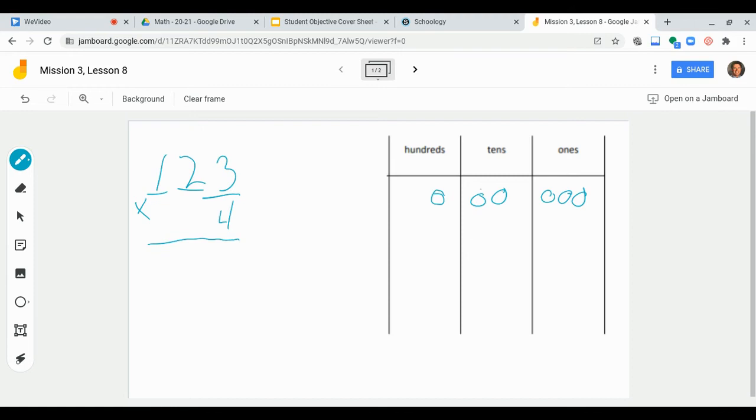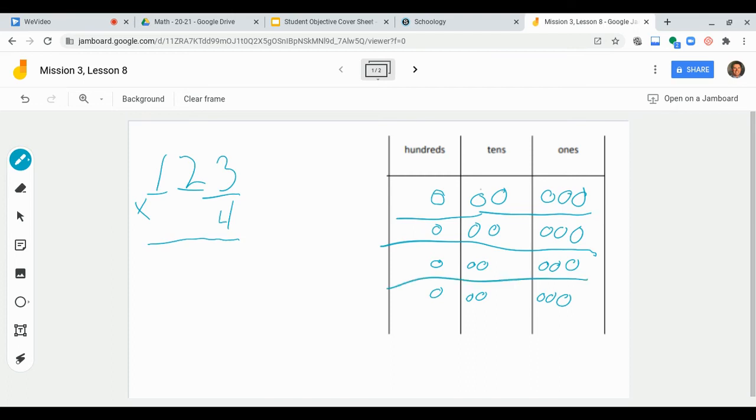So how many rows total do I need? Yeah, you're right. 4 rows. 4 rows total of that 123. So I'm just going to make 4 rows of it. That's 2 rows total. That's 3 rows total. That's 4 rows total. 1, 2, 3, 4 rows total.